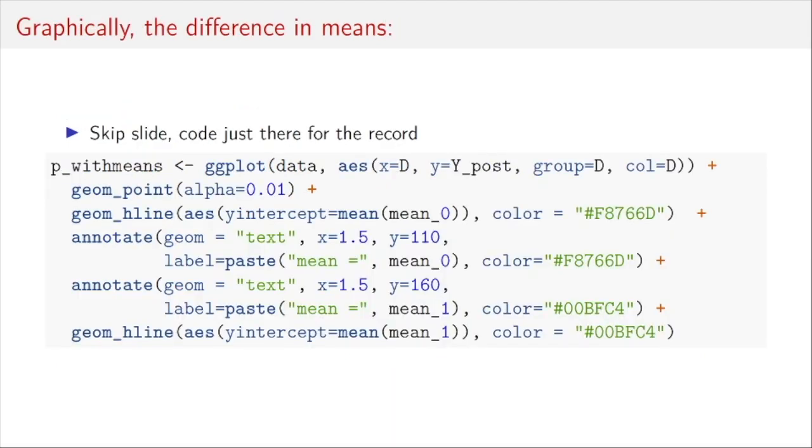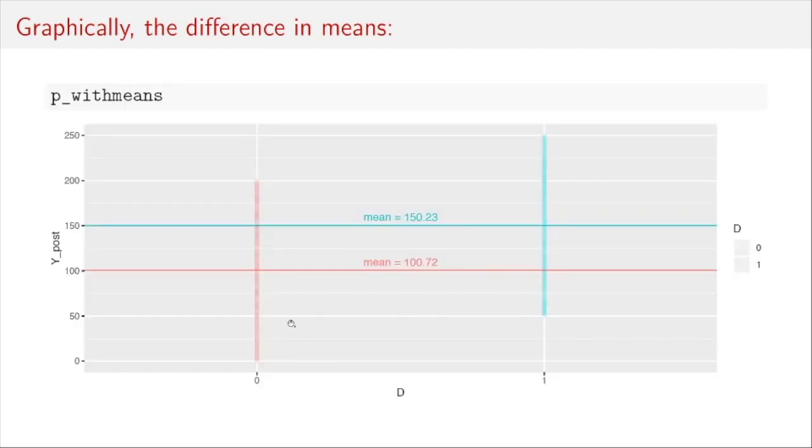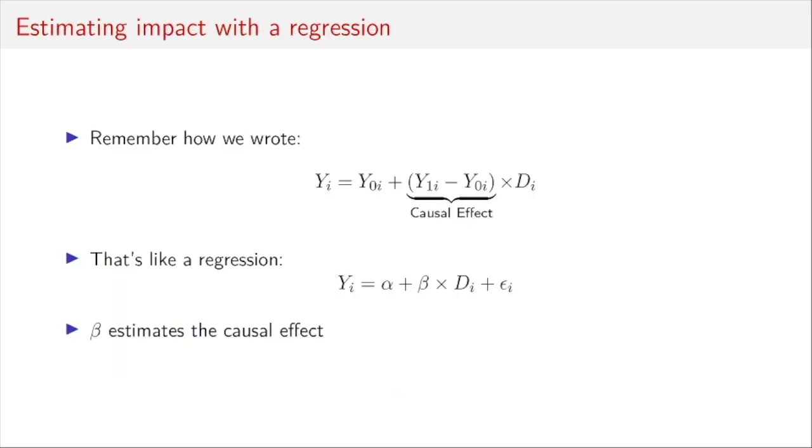Now, to show this difference in means, we run this code, which I'm not going to discuss, but you have it for the record. Here, the non-treated have these incomes, the treated have those incomes, and the difference in means is the difference between these two lines. Now in practice, we'll often look at this using a regression.